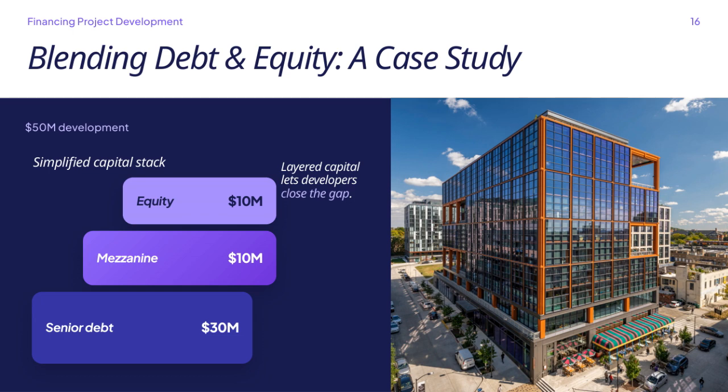At the base, we have senior debt of $30 million, which is typically the most secure and lowest cost financing. Next is mezzanine financing, contributing $10 million, which fills the gap between senior debt and equity by offering a higher return but with increased risk. Finally, the equity portion is also $10 million, representing the developer's own investment or that of equity partners.